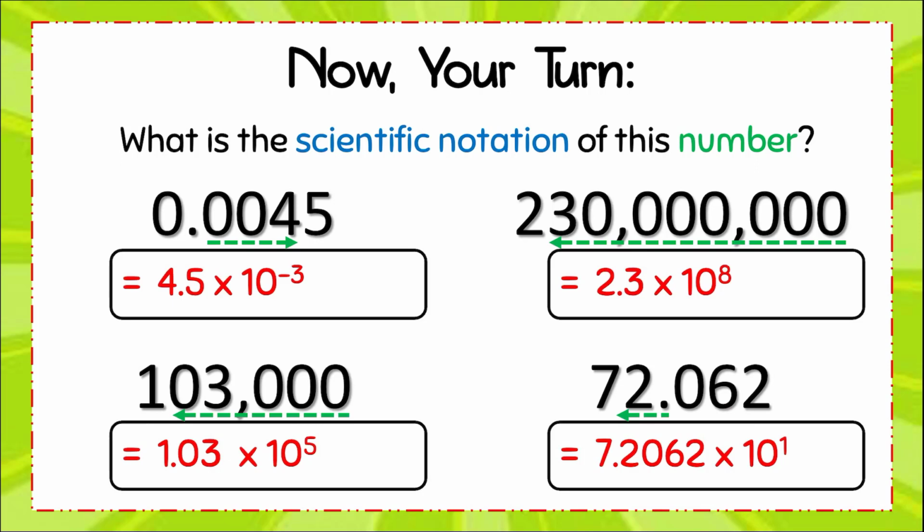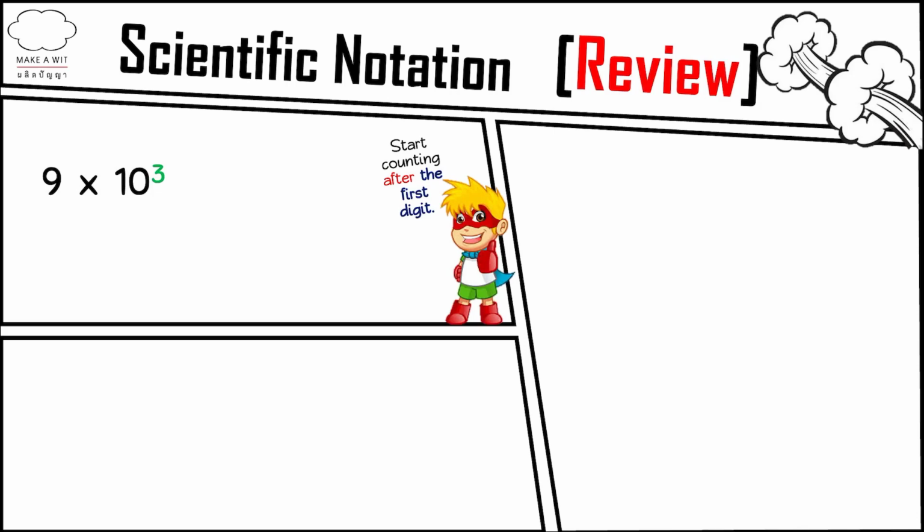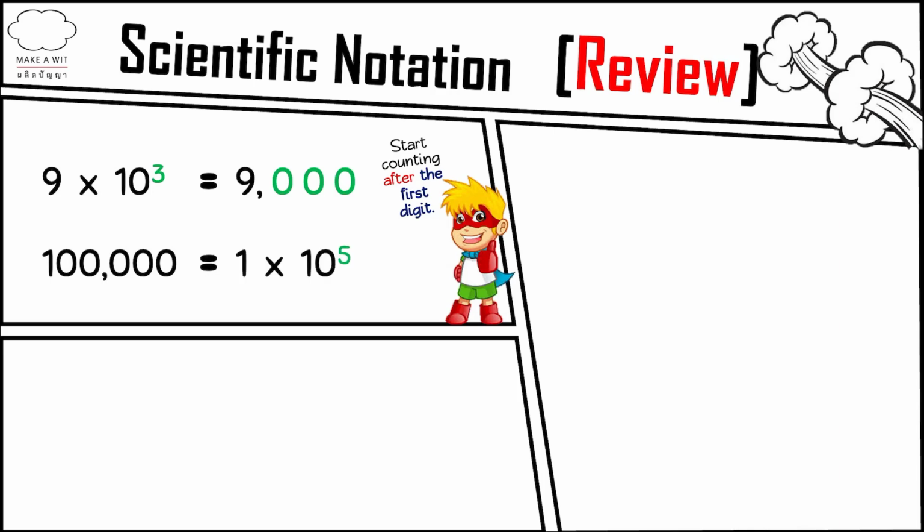Okay, now let's review before we do some exercises, alright? Let's start from this. 9 times 10 to the power of 3. Start counting after the first digit. So, how many 0s after 9? Of course, 3. 3 places. And what about this one? 1 times 10 to the power of 5. Very good. Just count the places when you change the decimal, right? It's just like 1.0 over here.